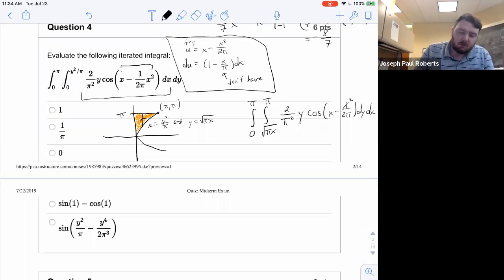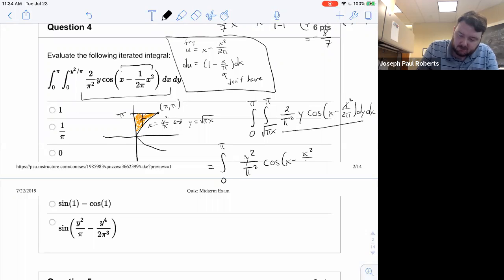Okay, and so I guess we don't know for sure that we're able to finish this, but I at least know that I can do this y antiderivative, because I just have this y here basically, so that antiderivative is y squared over pi squared cosine of x minus x squared over 2 pi.